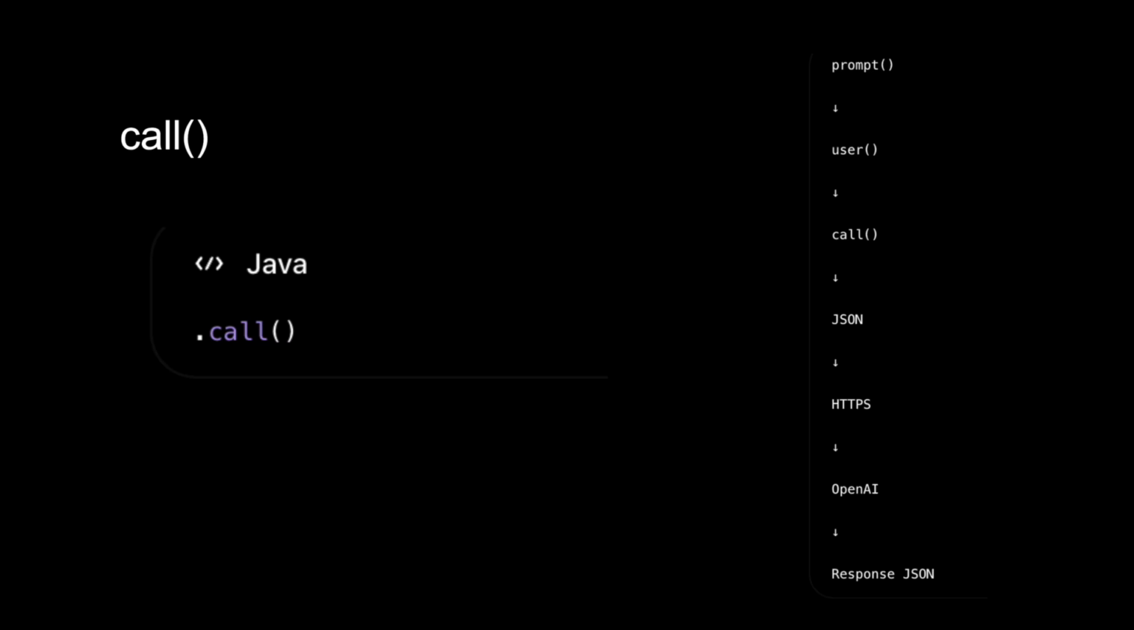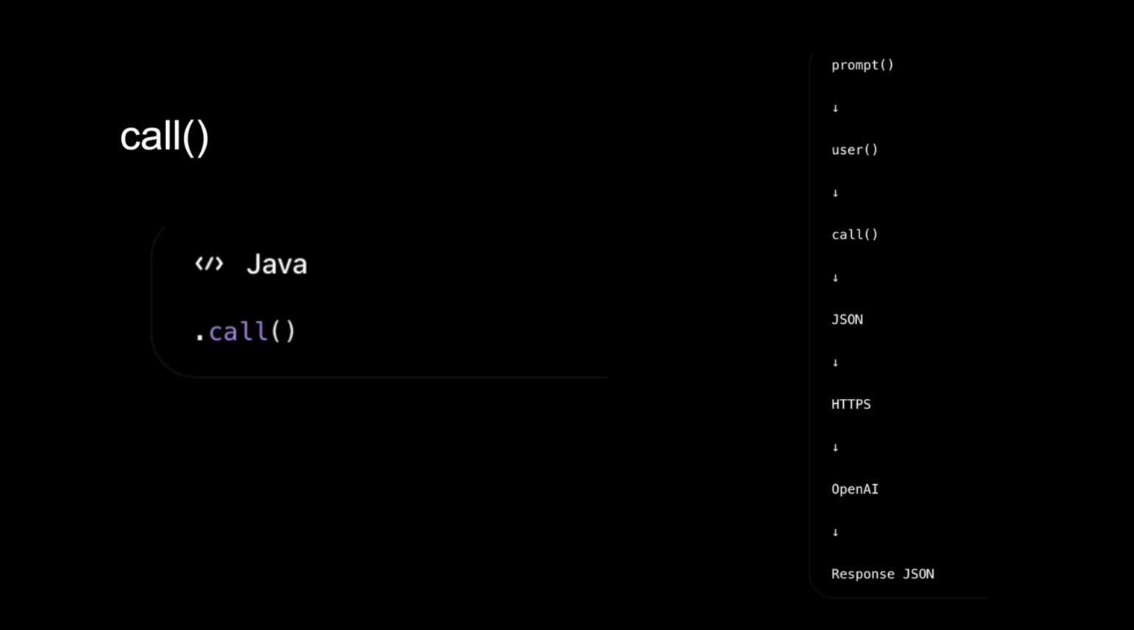When Java reaches the call method, Spring AI finally communicates with OpenAI. This is where all the things that we have learned in our previous 14 videos happen automatically. Spring AI performs several tasks for us. It converts the prompt into JSON, it adds your API key, it prepares the HTTP headers, it creates an HTTPS POST request, it sends that request over the internet to OpenAI.